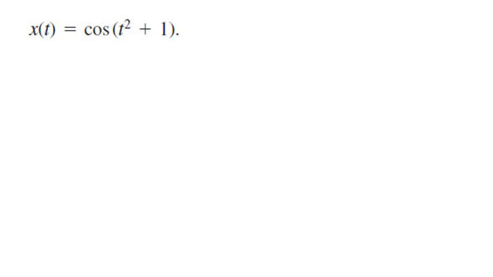Let's do this example next. We are asked to get the derivative of cos(t squared plus 1). If y or x(t) was cos t, we know the answer. The derivative of cos t is minus sine t. But here, because there is a function instead of a single variable, we have to use the chain rule.